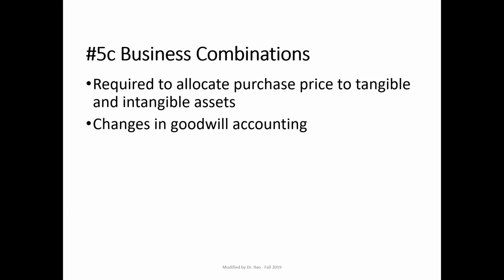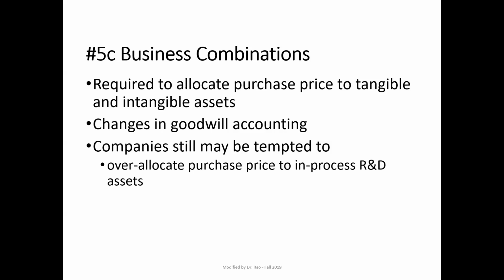Goodwill used to be a number that companies would create and say, okay, I can amortize goodwill. Now there's been changes in the rules. Goodwill is not amortized, so that stays in your books. That doesn't mean that companies will not attempt to cook the books using business combinations.